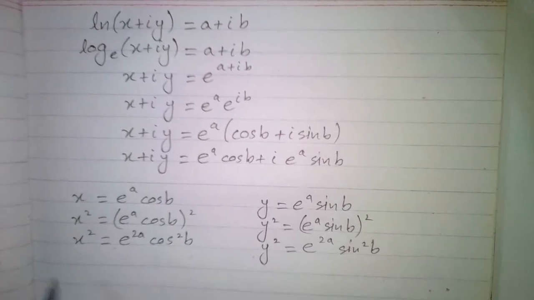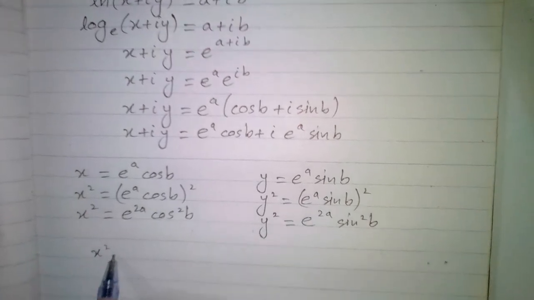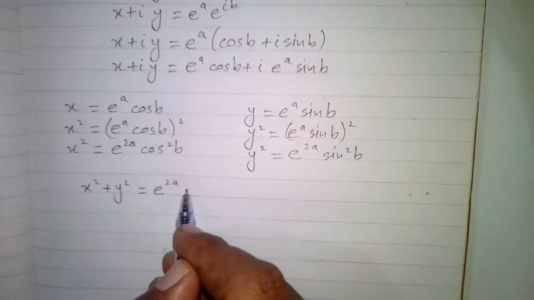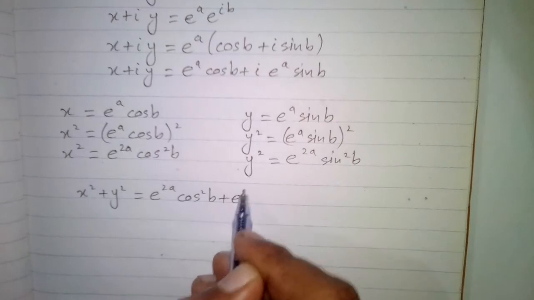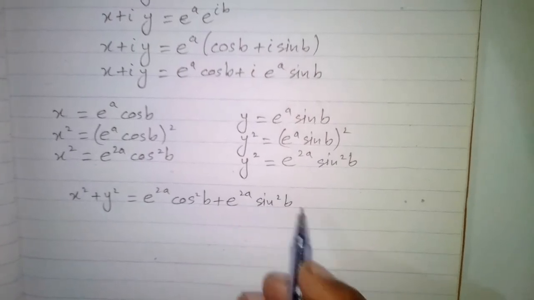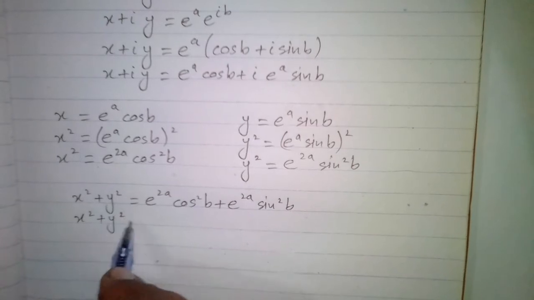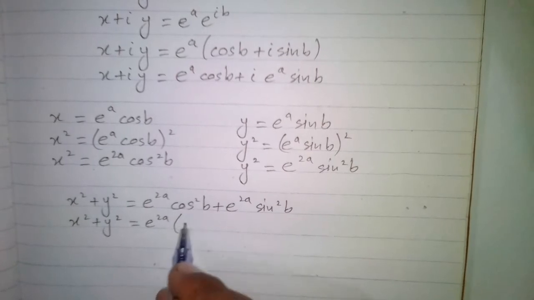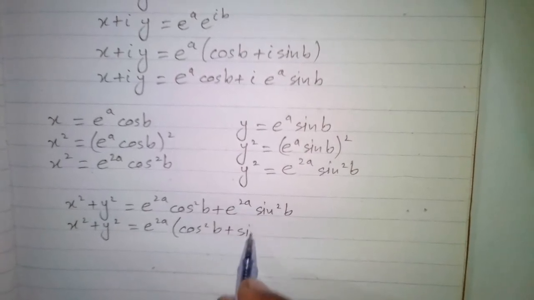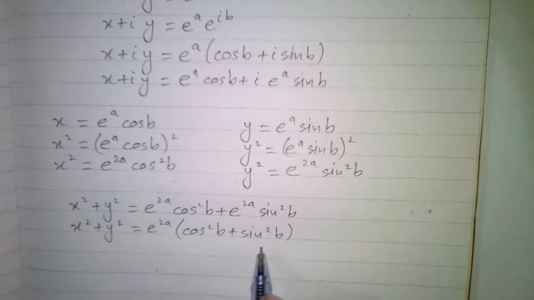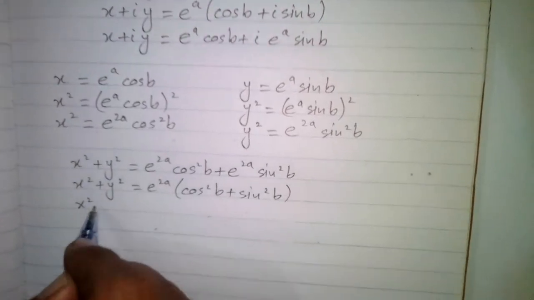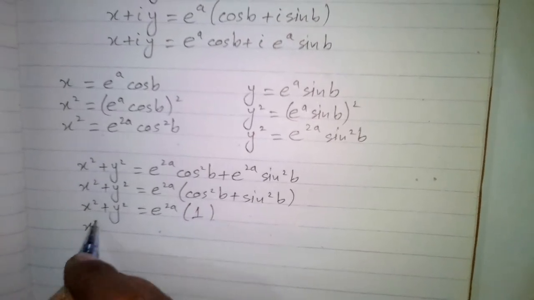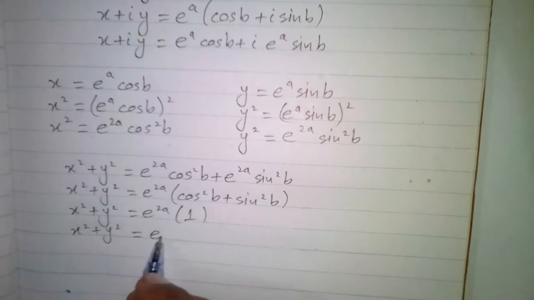Now we can add these equations, so we have x square plus y square is equal to e to the power 2a cos square b plus e to the power 2a sin square b. We can take e to the power 2a common, so we have e to the power 2a times cos square b plus sin square b, and we know that cos square b plus sin square b is equal to 1. So we have x square plus y square is equal to e to the power 2a multiplied by 1, and then x square plus y square is equal to e to the power 2a.